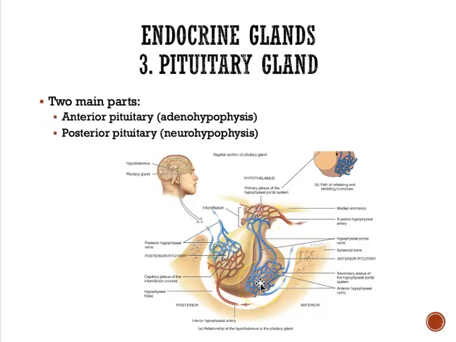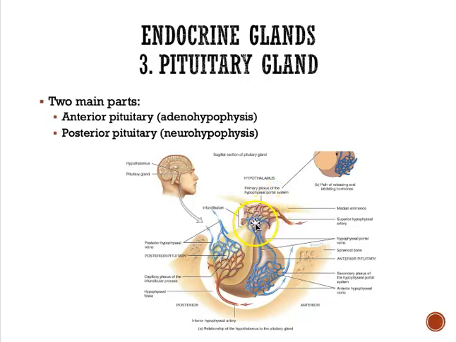Those two parts of the pituitary are developmentally from different portions of the body. So the anterior pituitary is developmentally a portion of the roof of the mouth that pinches off and migrates to this location. Whereas the posterior pituitary is a continuation of the hypothalamus.